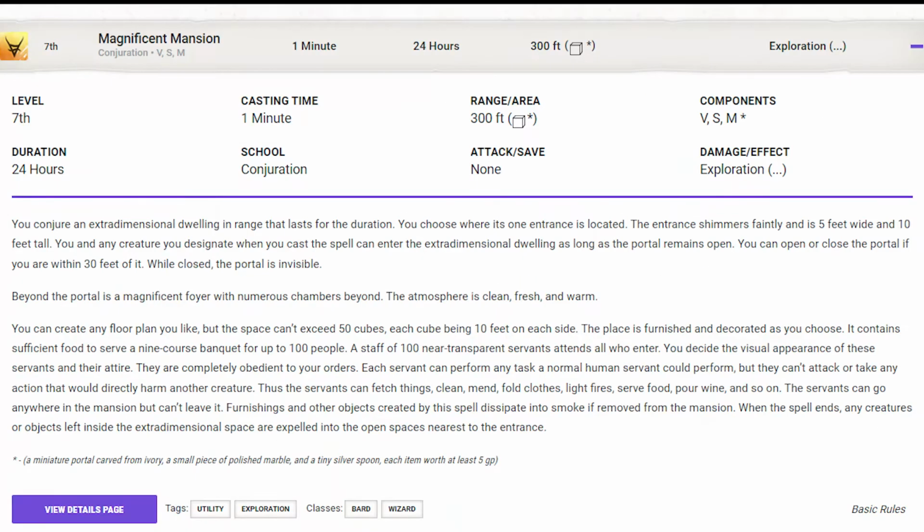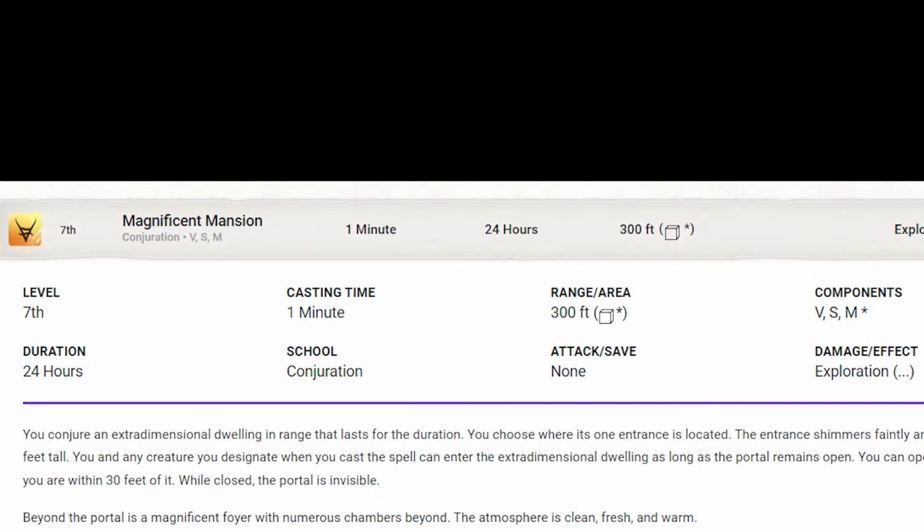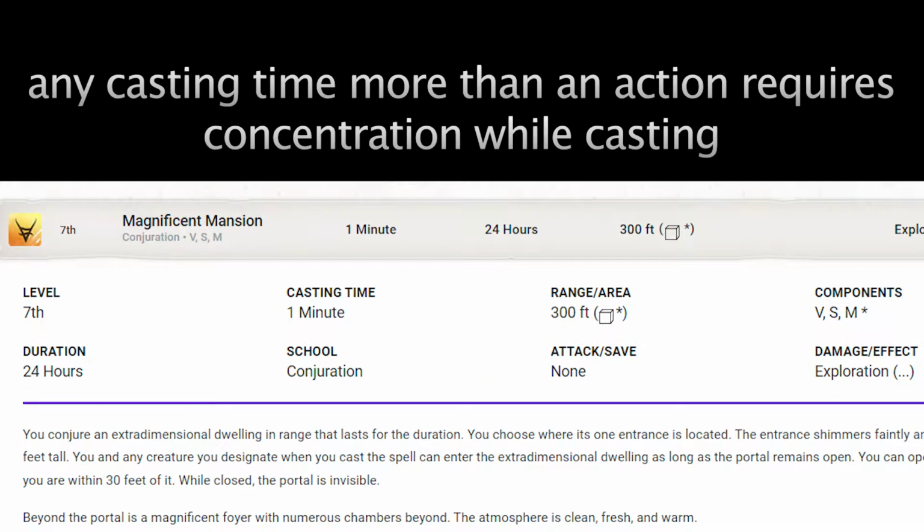There's things like Water Breathing, which you can just cast on yourself, lasts for 24 hours, and you can breathe in water, no concentration required. Similarly, there's Magnificent Mansion, which also doesn't require concentration, but because it does have a casting time of 1 minute, it would break your concentration on any other spell you're trying to concentrate on if you were to cast this spell. Not a whole lot more to say on that.